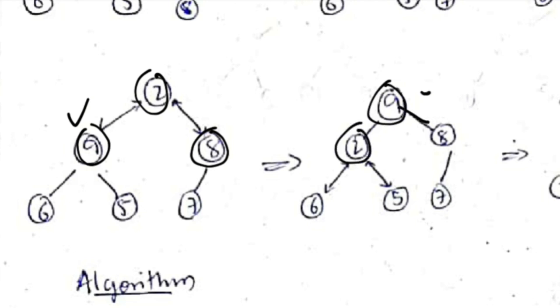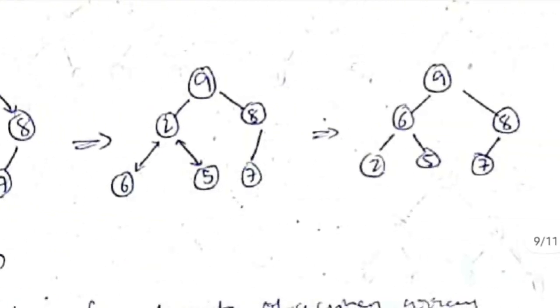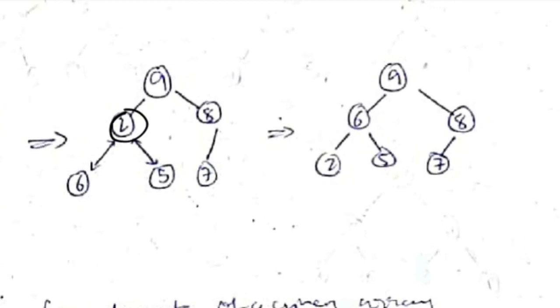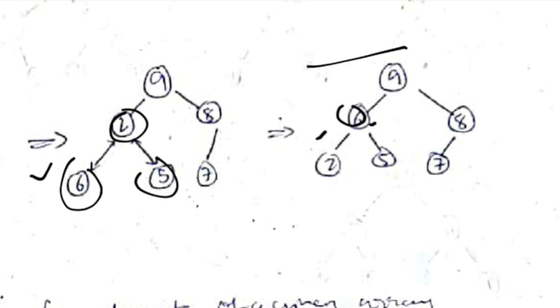Okay, so this is correct here and this is also correct. But since 2 came here, we have to check these two also. While checking this, we observe that 2 is smaller than 6 and 5. Select the greater one, which is 6, and place it here, and this will form the correct heap tree.